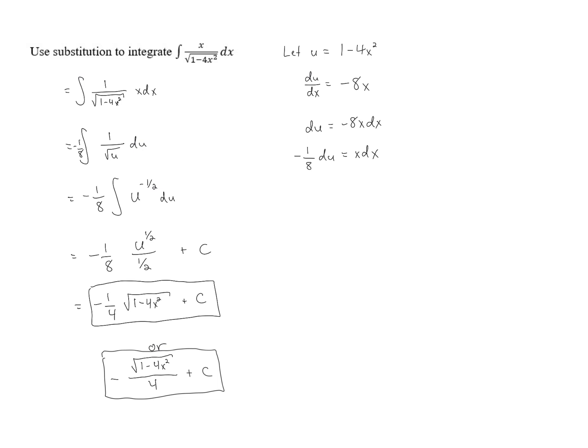But either way, we're able to use substitution here. And even though we don't have negative 8x dx in the integrand, we've got the x dx, and we can just divide away that negative 8, and it works like a charm.